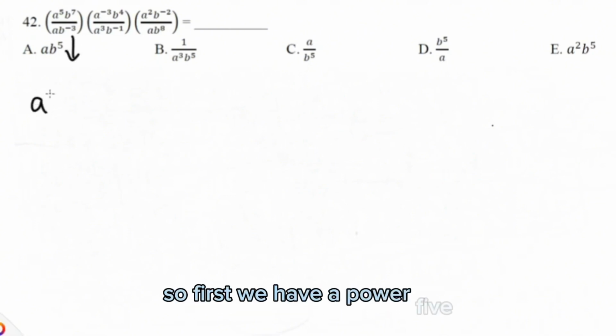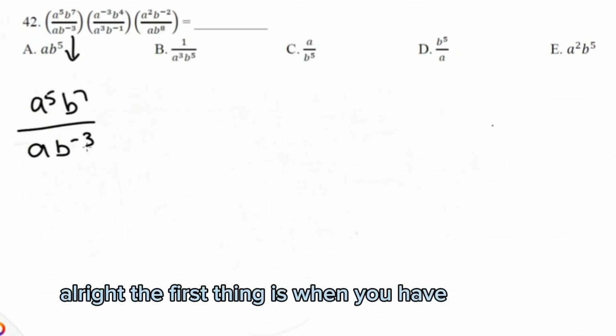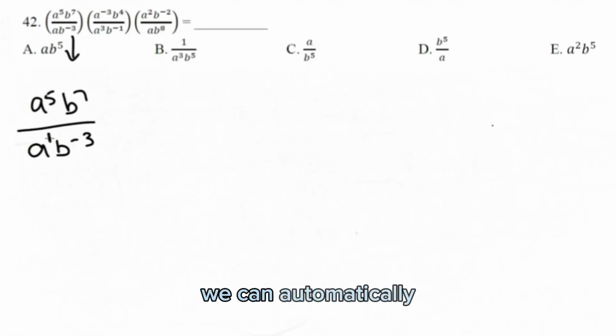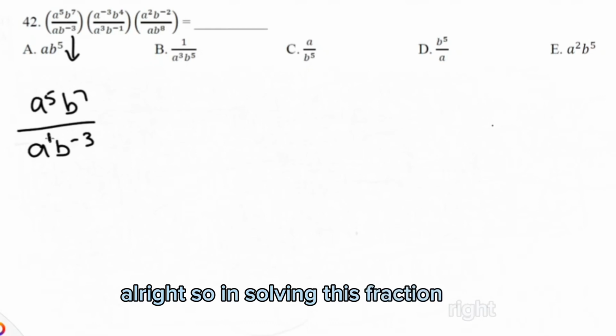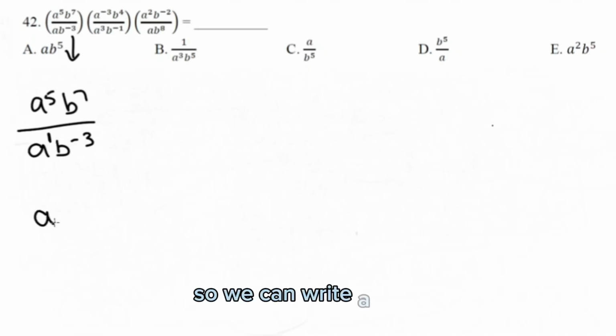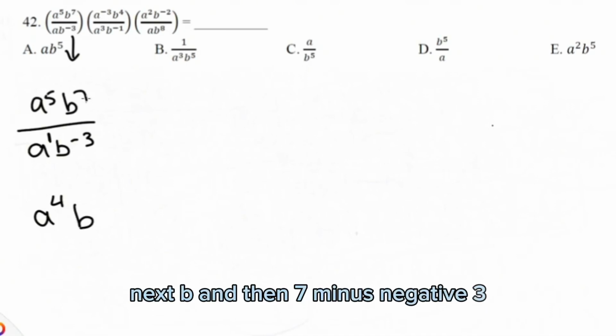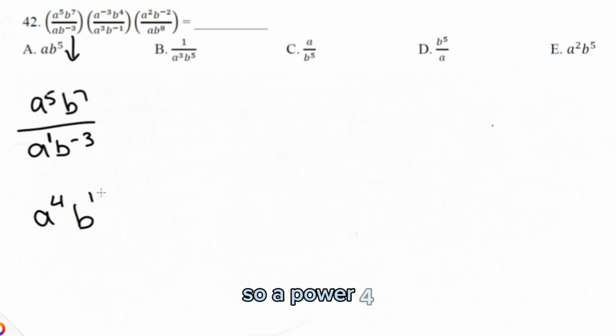So first, we have a to the power 5 times b to the power 7 divided by a times b to the power of negative 3. The first thing is, when you have a variable by itself with no power, we can automatically assume that the power is 1. So in solving this fraction, all we have to do is take the term, in this case a, so we can write a here. And for the exponent, we just take the top exponent minus the bottom one. So 5 minus 1, which is 4. So we have a to the power 4. Next, b, and then 7 minus negative 3, which is 7 plus 3, which is 10. So a to the power 4 and b to the power 10.